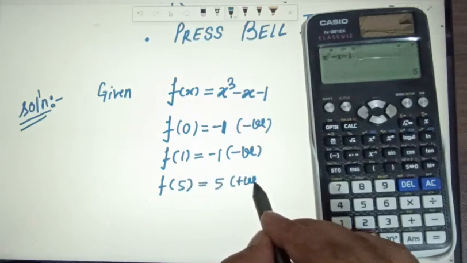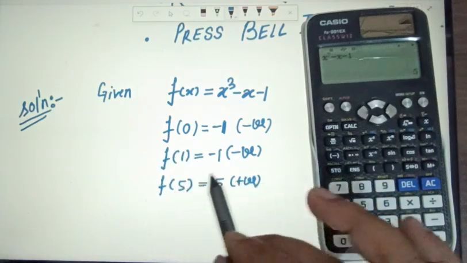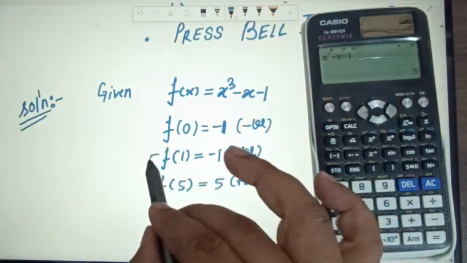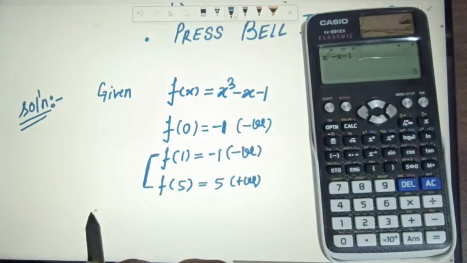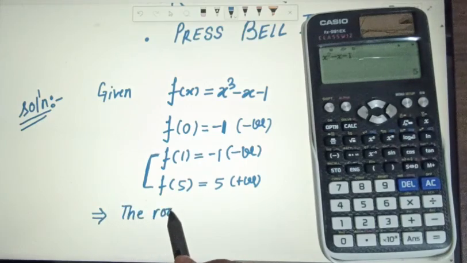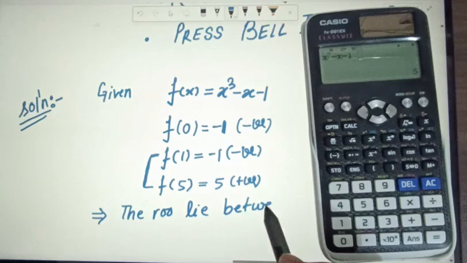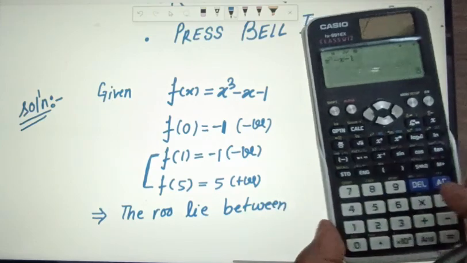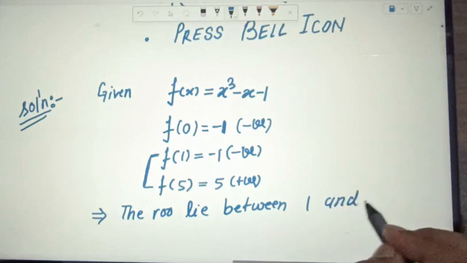So here you need to see two nearest points where the function has opposite sign. Okay, these are two nearest points where the function has opposite sign. So this implies that the root lies between 1 and 2, right? Between 1 and 2.